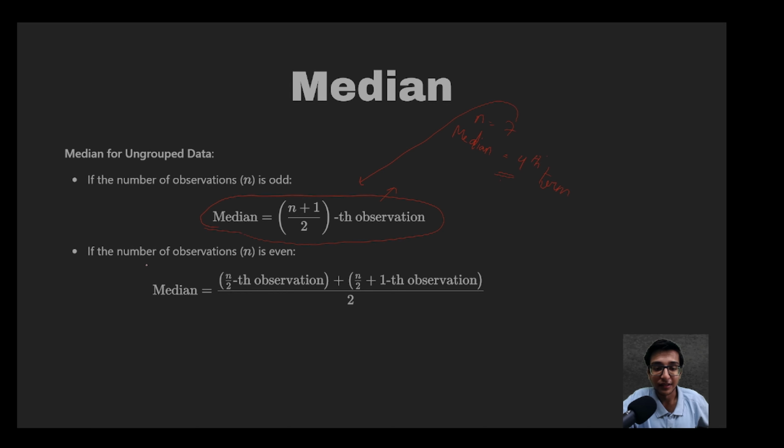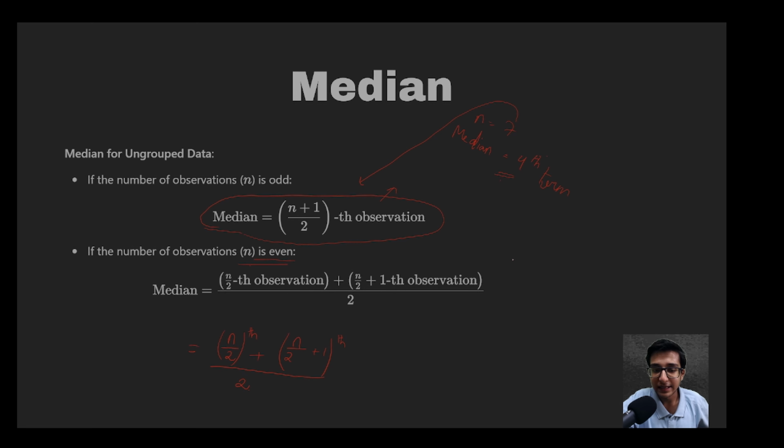Now when an even number of observations is given, then it would be the n by 2 th observation. Let me write it down here in a clear way so that you can understand. The n by 2 th observation plus the (n by 2 plus 1) th observation, upon 2. This would become our median.